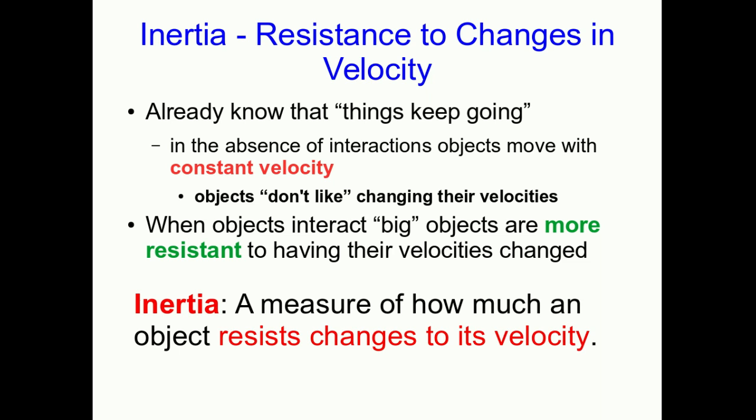So this idea is inertia. Inertia is a measure of how much an object resists changes to its velocity. And we know that big objects tend to have more inertia than small ones. This agrees more or less with the everyday meaning of inertia.